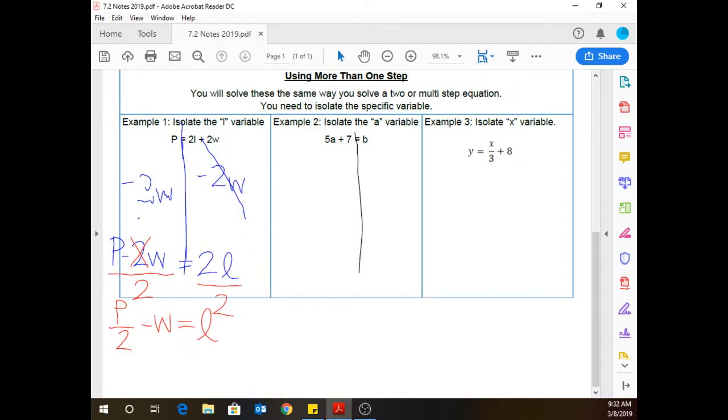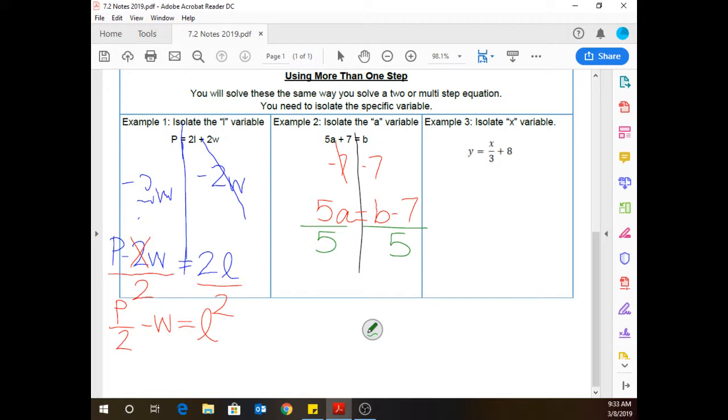Subtract 7, I like it. Okay? Subtract 7, so 5A equals P minus 7. Everybody good so far? Now what do I have to do to everything? Divide by 5. Divide this side by 5. Divide this entire side by 5.